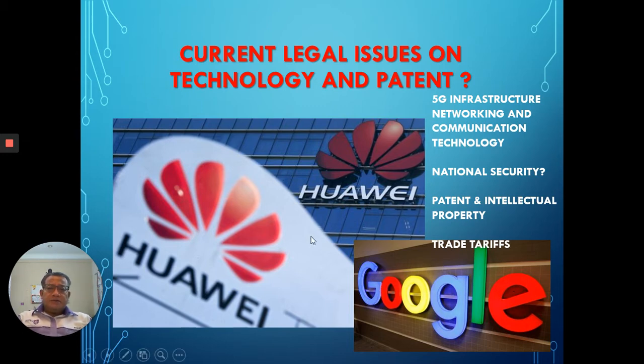The major concern on these technology, patent and intellectual property issues deepens with the growing dominance of 5G infrastructure, network and communication technology controlled, developed or pioneered by China. Huawei, one of the biggest telecommunication companies from China, has been setting the standard and international protocol for 5G communication. So is it really a national security issue for the US?